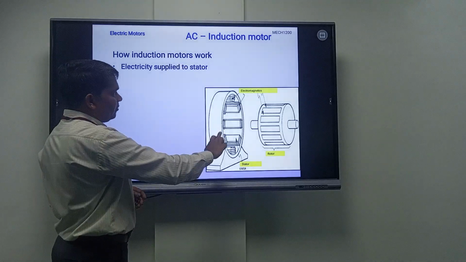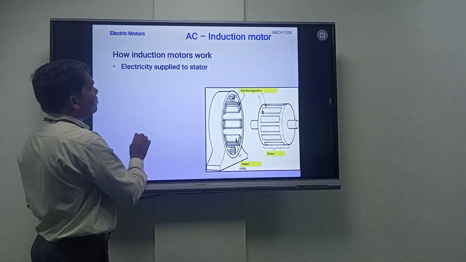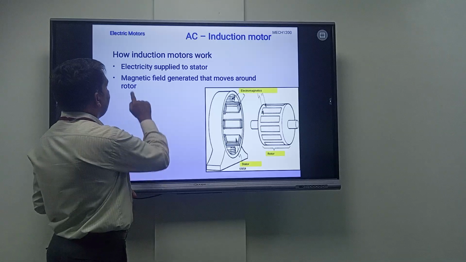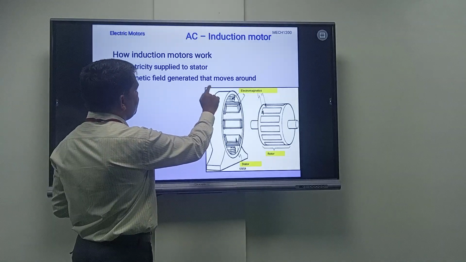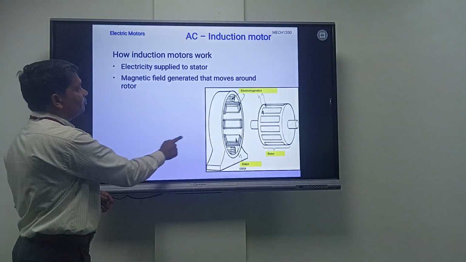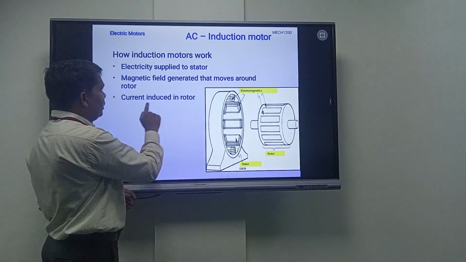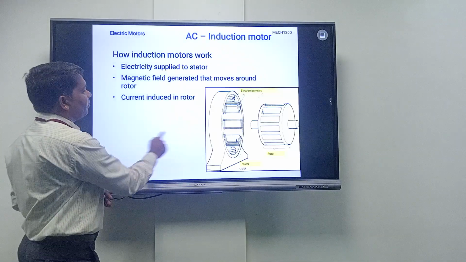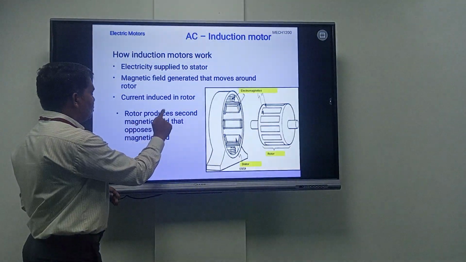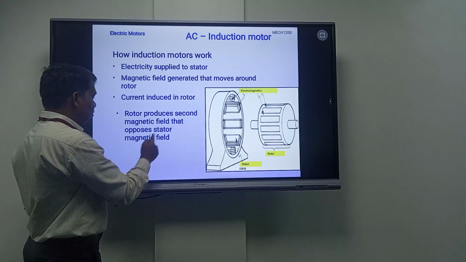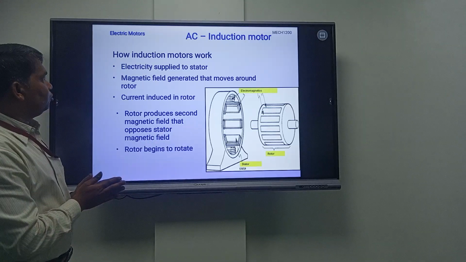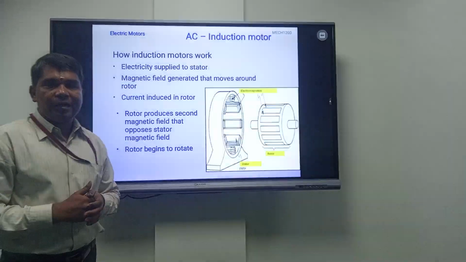Electricity supplied to the stator, right? What I have said is written here, right? A magnetic field is generated that moves around the rotor, right? Current is induced in the rotor. What I have said is being said here, right? The rotor produces a second magnetic field that opposes the stator magnetic field. The rotor begins to rotate. So it is a very simple set of steps.